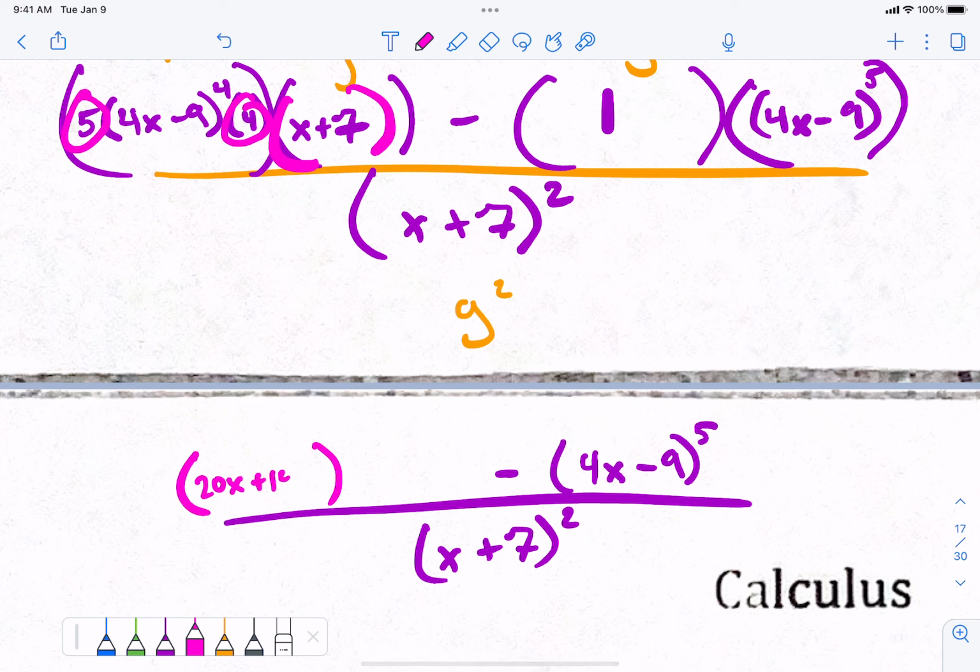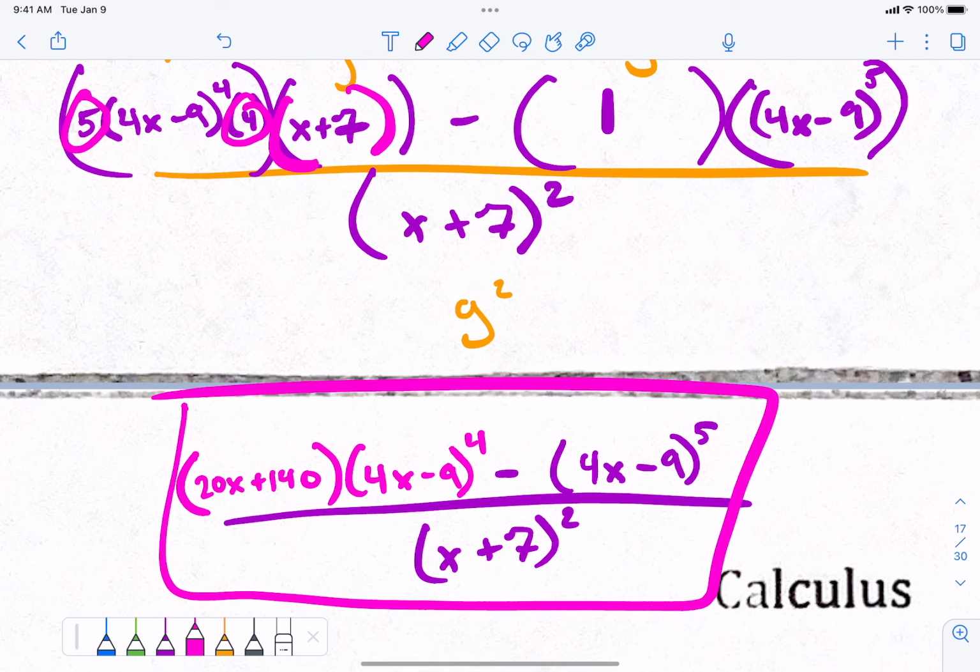20x plus 140. I'm going to write it like that. And then I'm just going to leave my 4x minus 9 to the 5th power. Or to the 4th, not to the 5th power, 4th power. Right? Okay, so 5 and 4 and x plus 7 all together is 20x plus 140. That shall be enough. We shall say that's it.